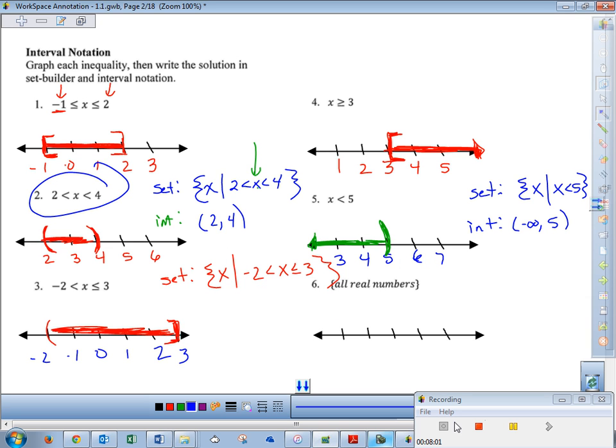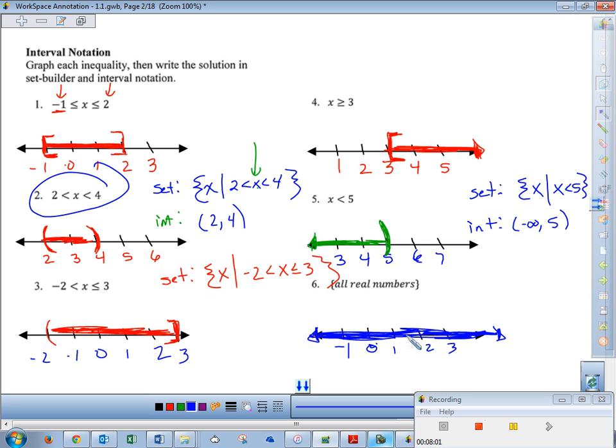All real numbers, got to graph it. What should you put down here? Anything you want to. 1, 2, 3, 4, my bad, 0 and negative 1. Got to graph them all. So you fill the whole thing in, and it goes on forever and ever.